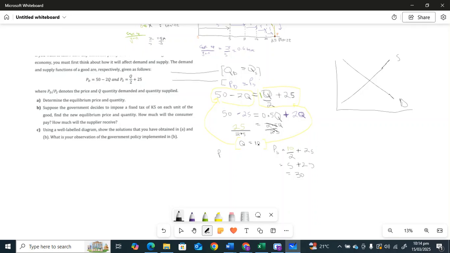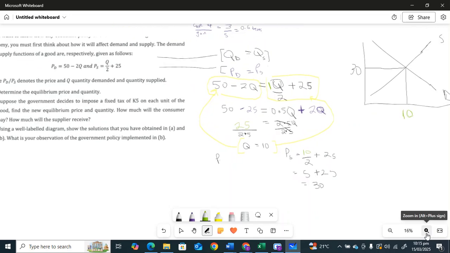Yes. 10 times 2, that is 20. 50 minus 20, 30. Every time. If it doesn't balance for you, then it means you've done something wrong.